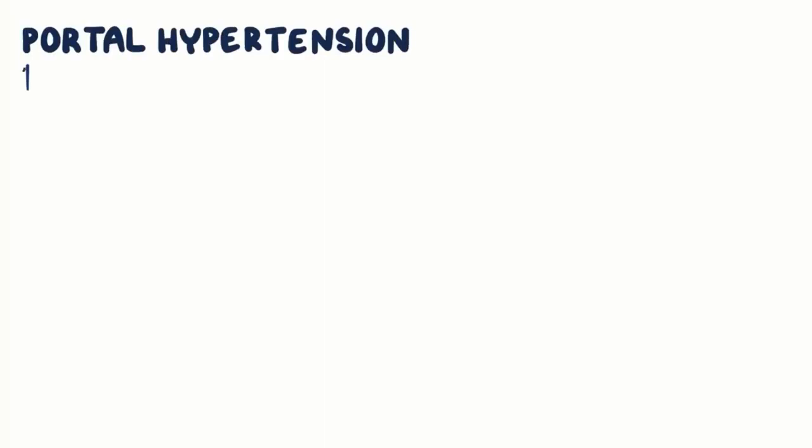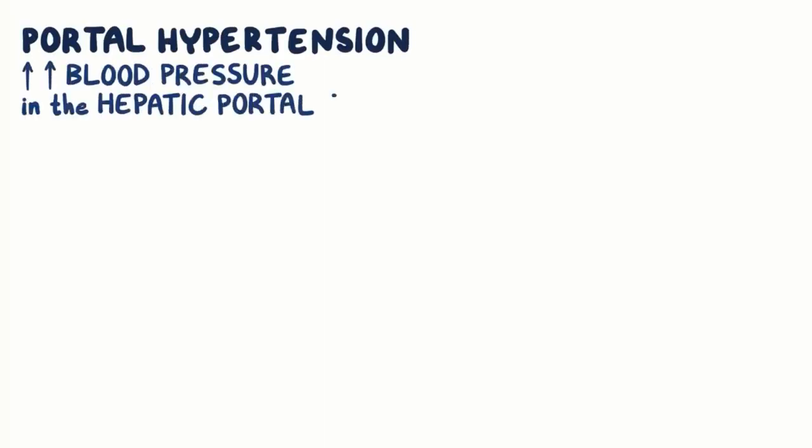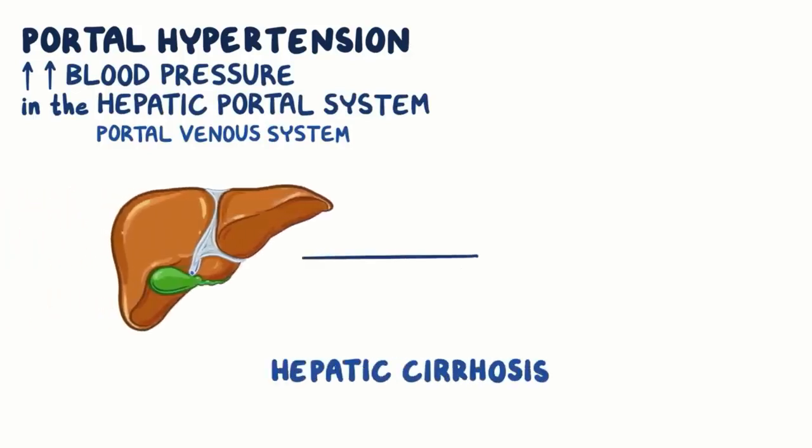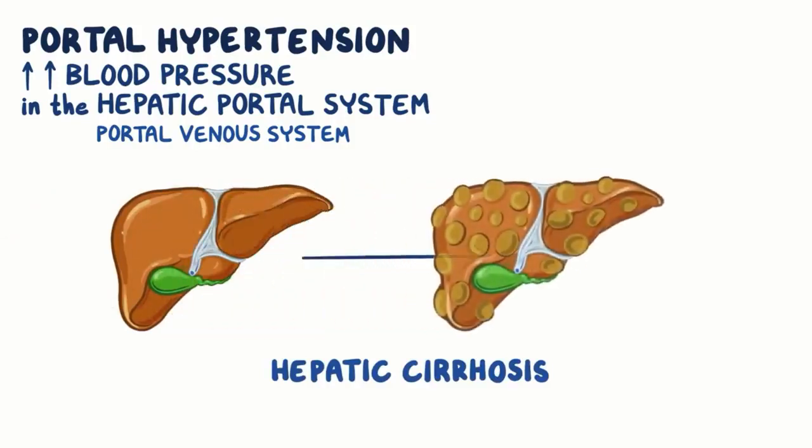Portal hypertension means increased blood pressure in the hepatic portal system, or portal venous system. Most commonly, this happens because of hepatic cirrhosis, which is when the liver tissue is replaced by fibrotic, functionless tissue.